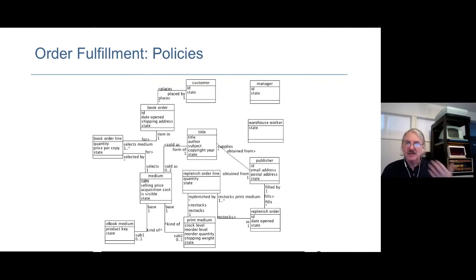Now, this is just the diagram. This is just the surface level picture. There's a lot more detail underneath this. Each one of the attributes, like the date opened of a book order, we would actually, to have a full semantic model, we would need to talk about constraints on the date opened of a book order, like the date open cannot be in the future. The date open cannot be any earlier than, let's just make this up, January 1st of the year 1990.